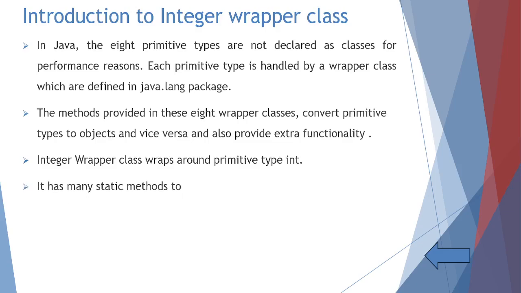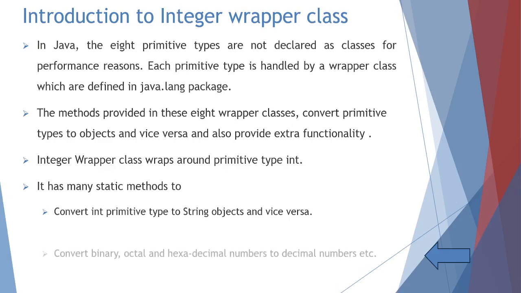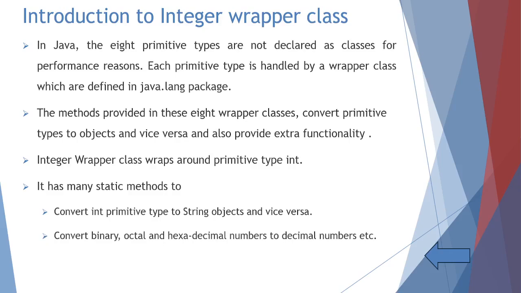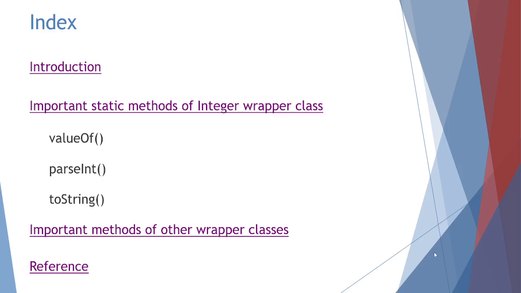It has many static methods to convert int primitive type to string objects and vice versa, and also convert binary, octal, and hexadecimal numbers to decimal numbers.